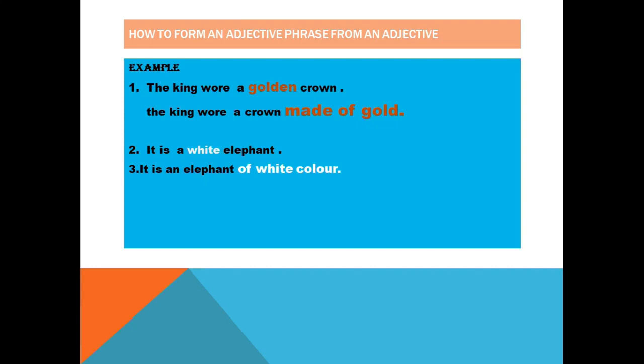Second example: it is a white elephant. Here white is used as an adjective of color. So we will change this: it is an elephant of white color. Of white color is an adjective phrase having a similar function to white.